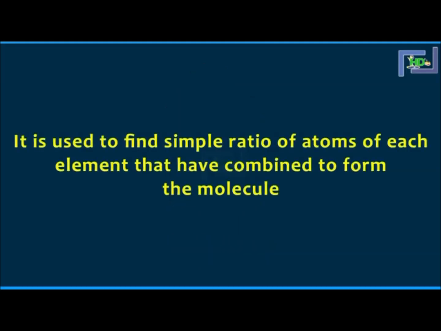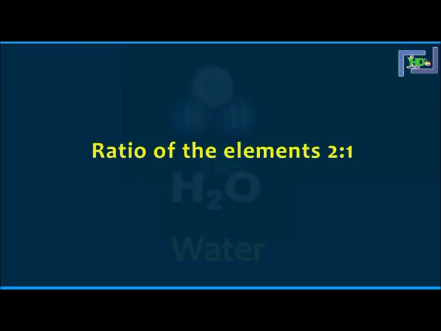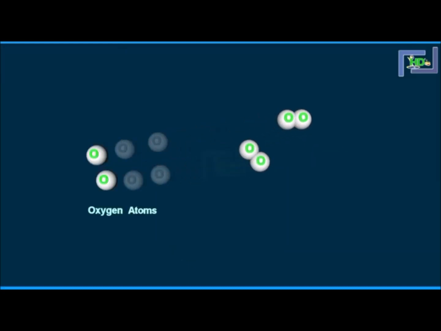The formula can be used to find the simple ratio of atoms of each element that have combined to form the molecule. That means, suppose we consider H2O. What is the ratio of atoms of each element? You have two hydrogen atoms and one oxygen atom. That is, the ratio of the elements is 2:1. Now we take some examples. Two oxygen atoms are combined to give an oxygen molecule. The formula for oxygen is O2.